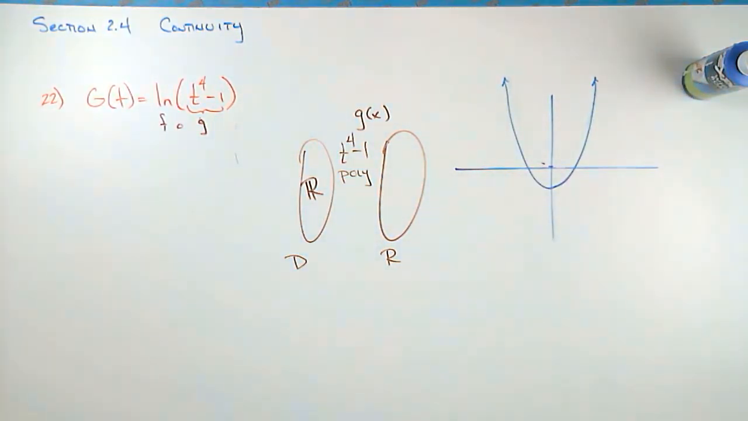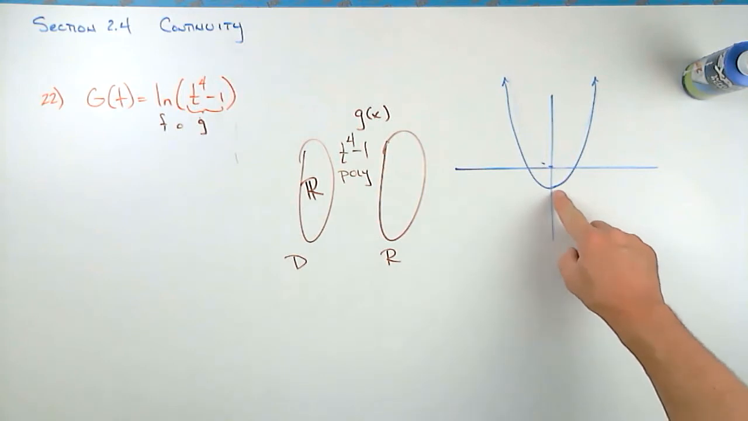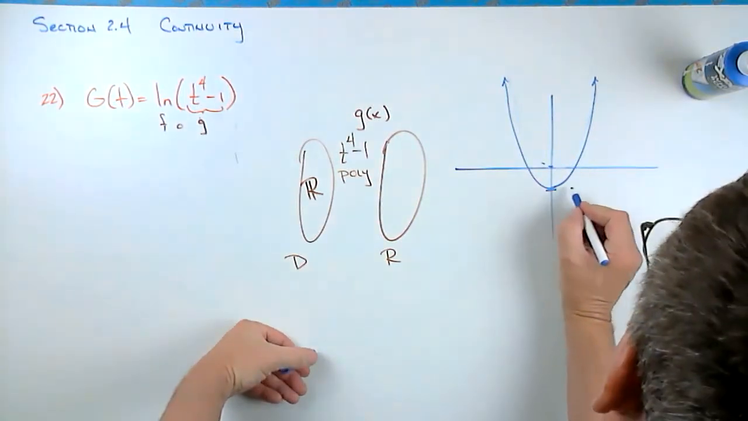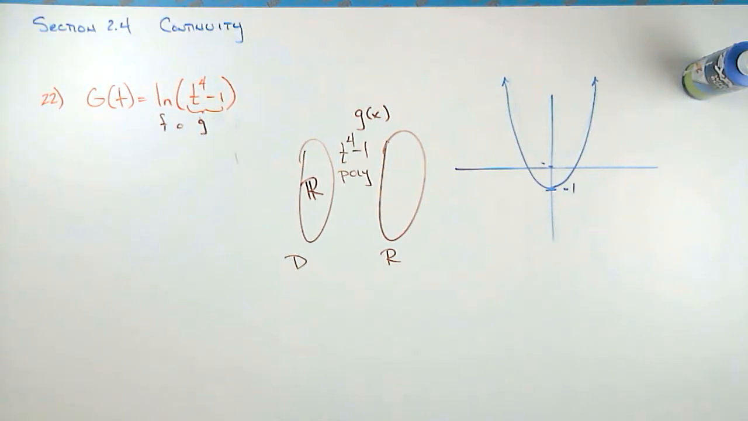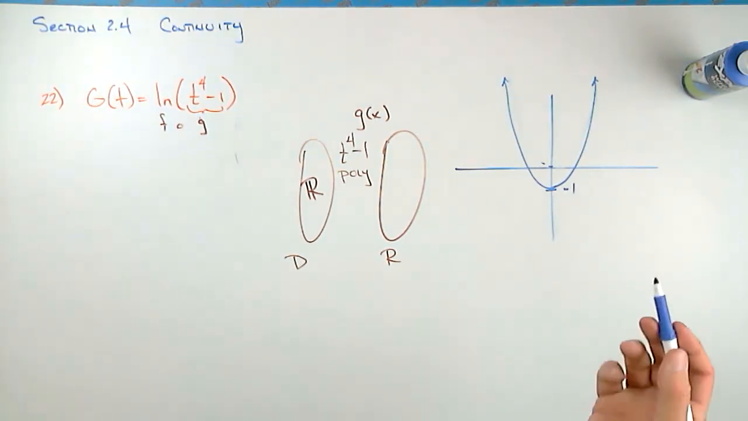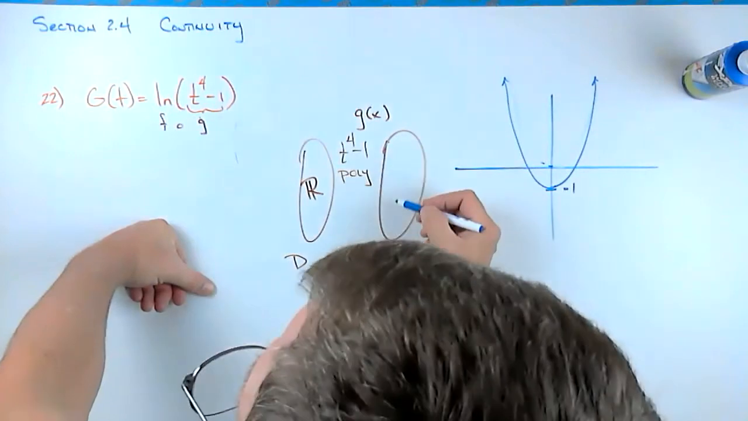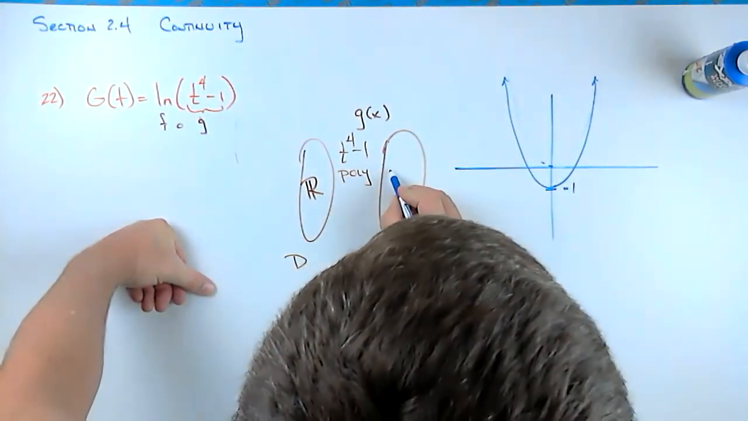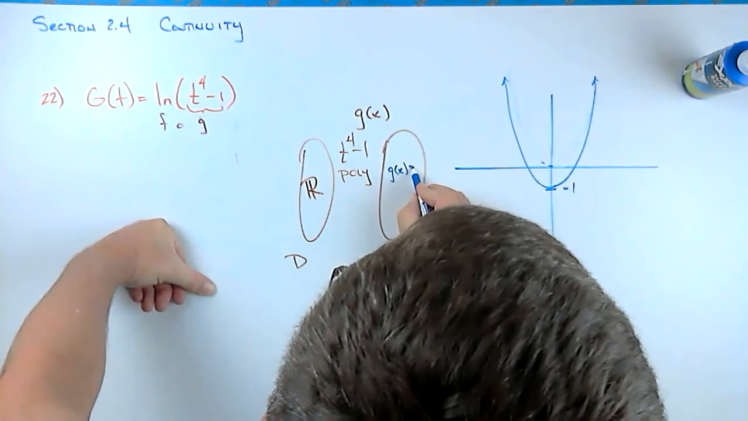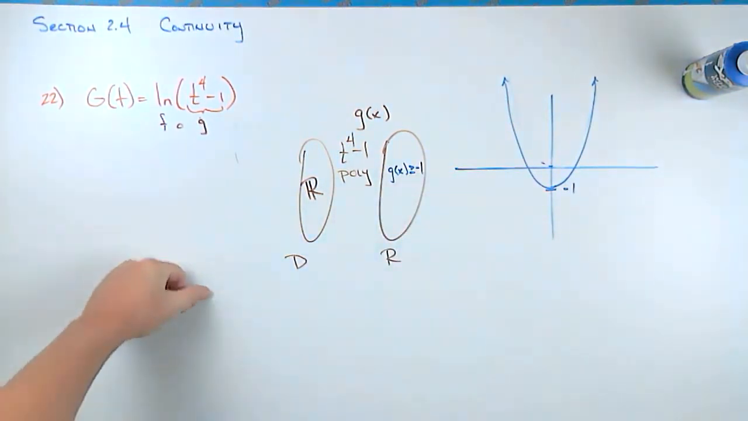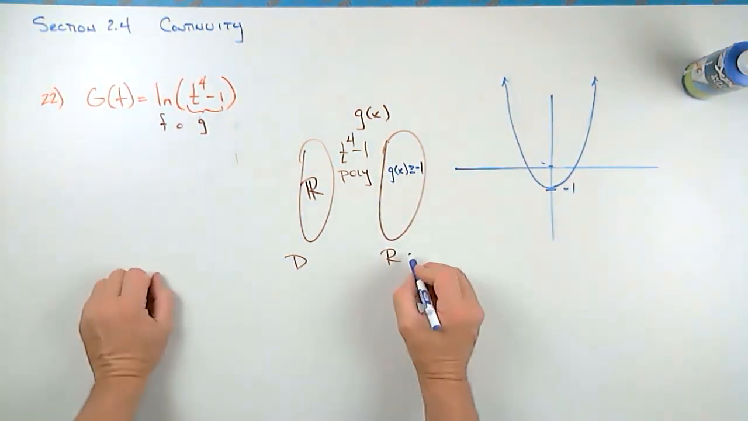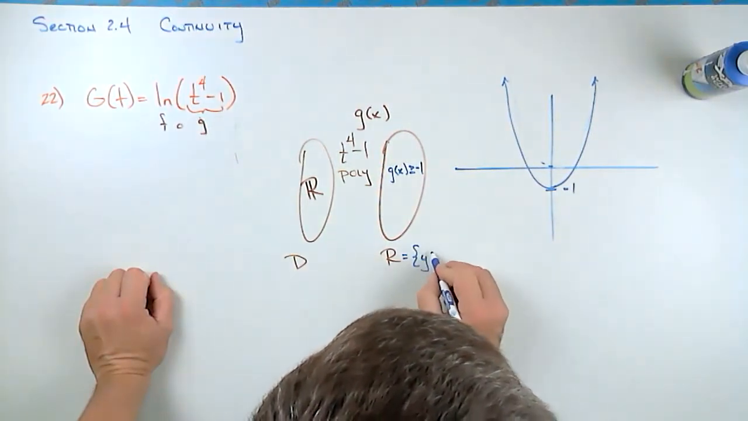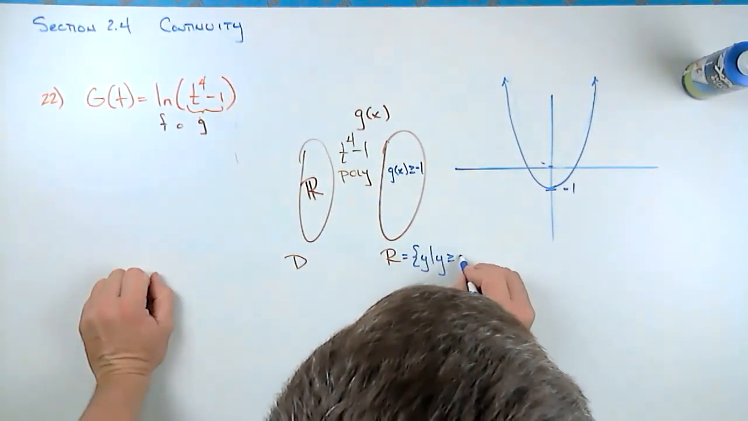Now, the domain of that is all the reals. But we're asking ourselves, what's the range? What are the outputs here? Well, the outputs are everybody from negative 1, this is negative 1 right here, all the way to infinity. So the range: g of x is greater than or equal to negative 1. That's our range. So our range is the set of y's such that y is greater than or equal to negative 1.